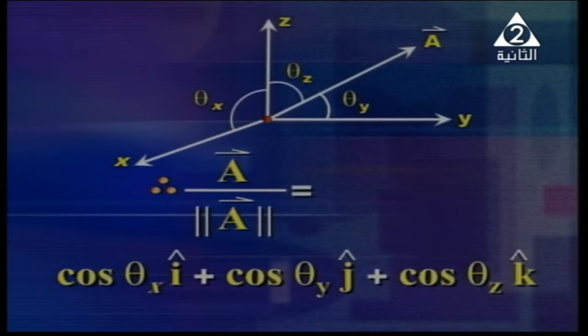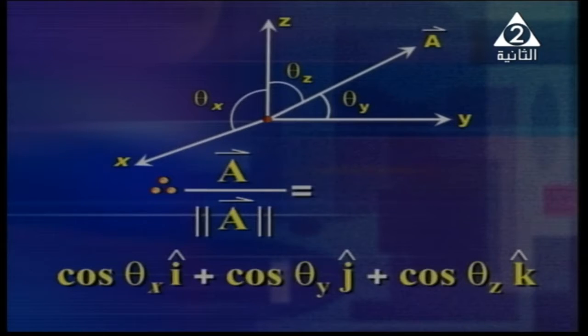Also, vector A is inclined on OX by theta x. Also, vector A is inclined on OY by theta y. And on OZ it is inclined by the angle called theta z. This rule is very important. When we find cosine, we use vector A over norm vector A.